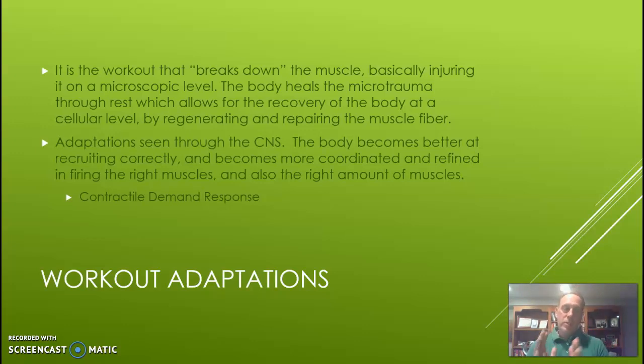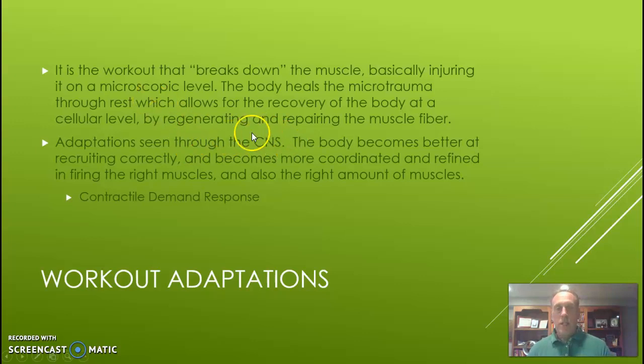So the central nervous system is a key component to this, right? The central nervous system is what fires the muscles, but it's also the sensory side of it as well. So strength comes from two things: the central nervous system becoming more coordinated, firing more efficiently and recruiting correctly. Then the other part of it is the muscle fiber itself actually breaks down. It gets broken down through training. It's injured on a microscopic level, and then the body heals that microtrauma, and it's through that adaptation and that training response that people get stronger.